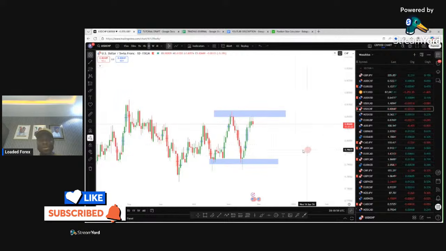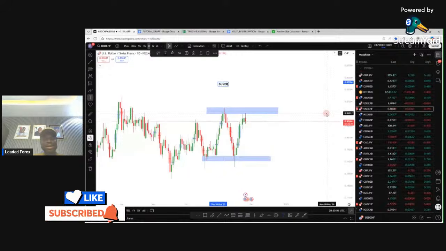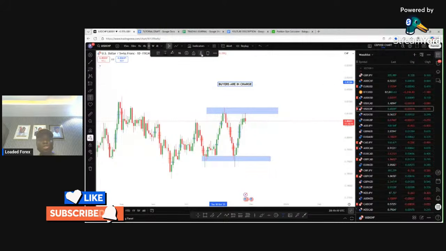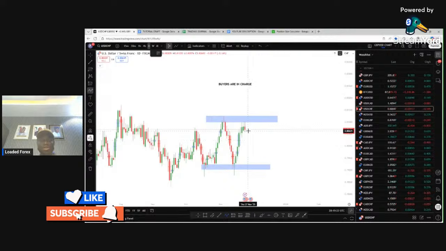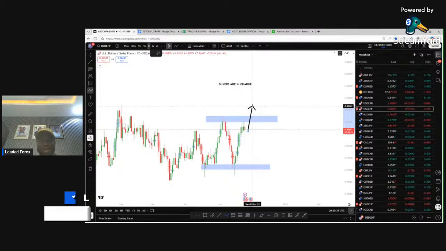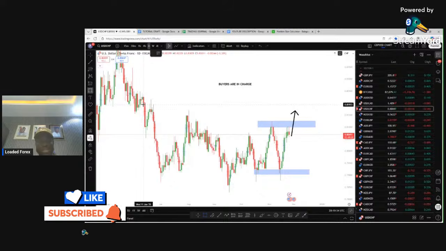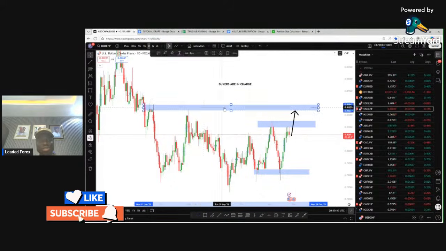So what I'm going to do now, since the overall direction inside my journal is that buyers are in charge of the market right now, I want to see the price action break this resistance to the upper side. The moment the price action breaks this resistance to the upper side, the next thing I'm going to do is check my historical data. Where is the possible future resistance that can serve as a hindrance to this price action here?